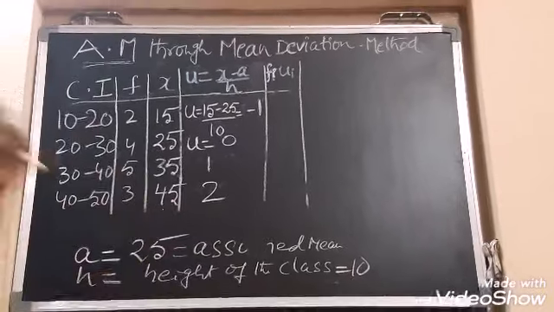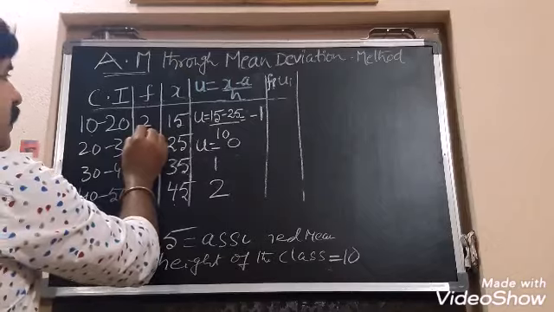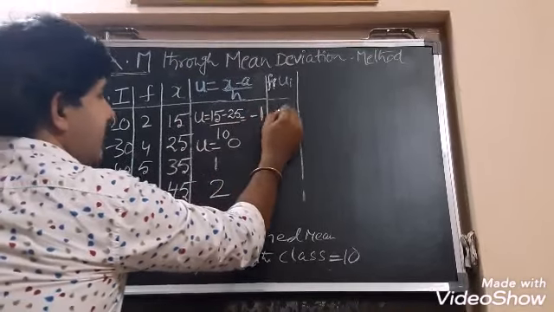You observe this. Next, what we have to do? F into u. What is f here? 2 into minus 1, minus 2.